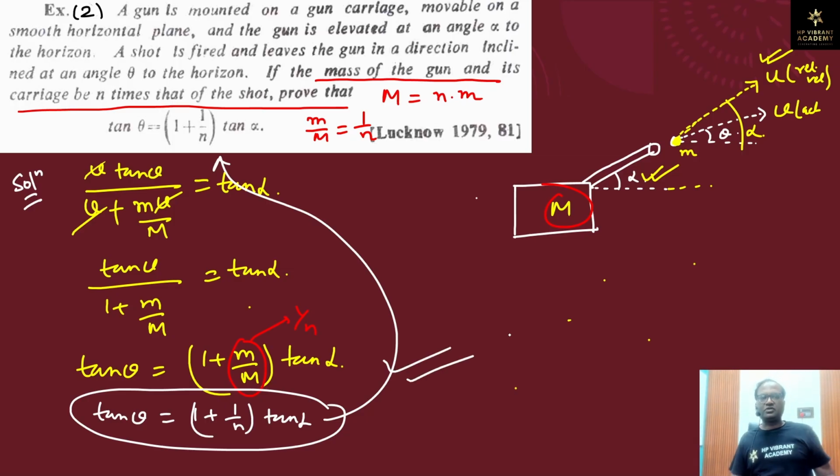Okay, so now let us discuss question number 3. A shell of mass small m is fired from a gun of mass capital M, which can recoil freely on the horizontal base, and the elevation of the gun is alpha. So we have the gun like this, and the mass of the gun is capital M. There is a shell of mass small m which is fired from the gun.